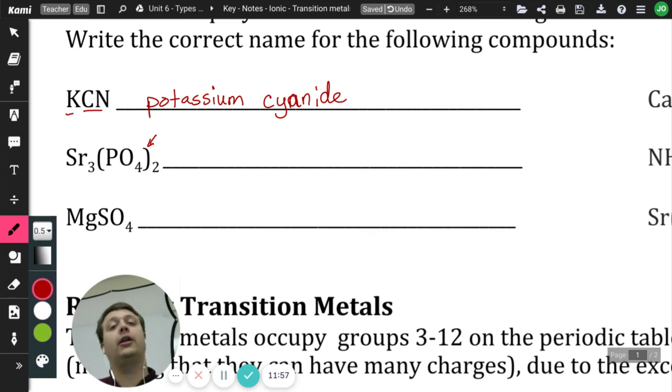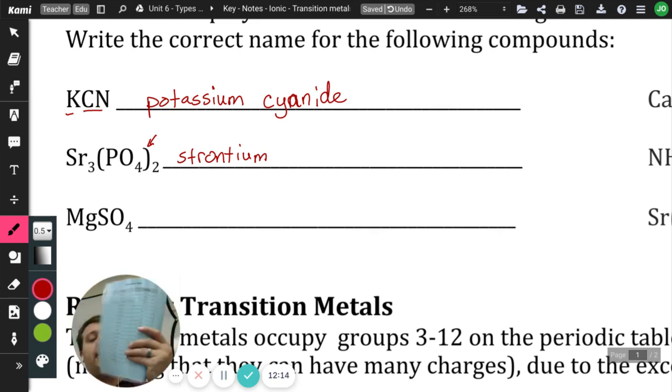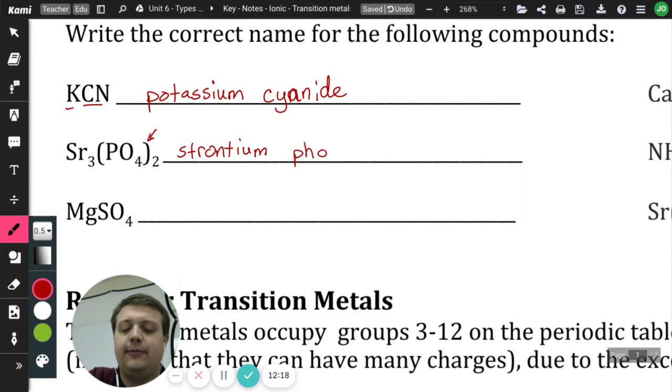So Sr, I look at my periodic table, and I find Sr is strontium. So strontium. And then I know that PO4 is a polyatomic ion. Why? Because it's in parentheses. So I would look at my polyatomic ion list, and I find that PO4 is phosphate. So that would be strontium phosphate.